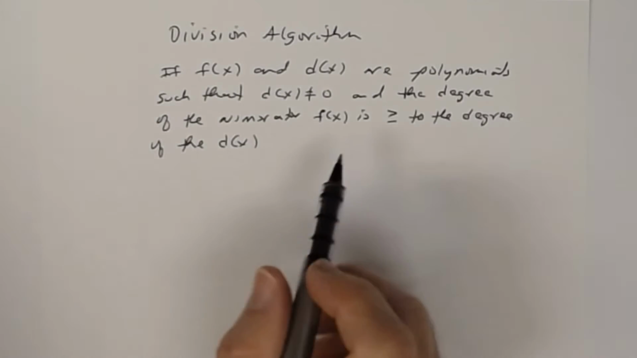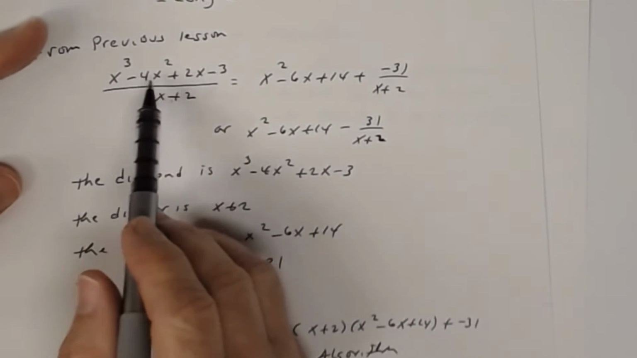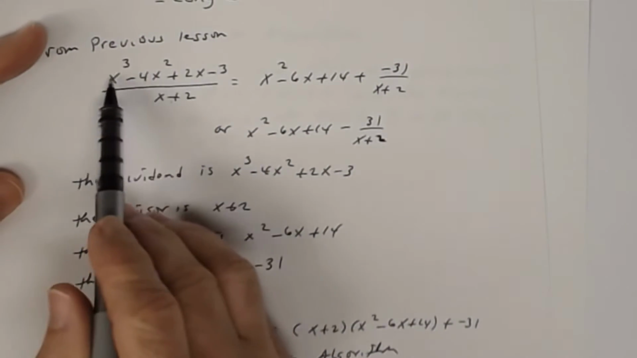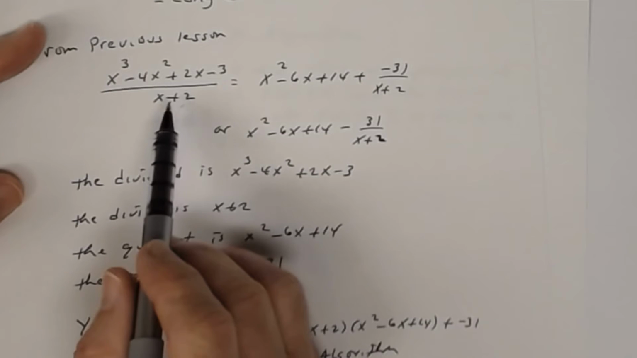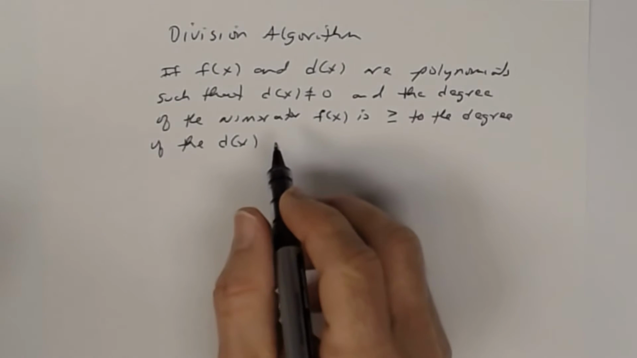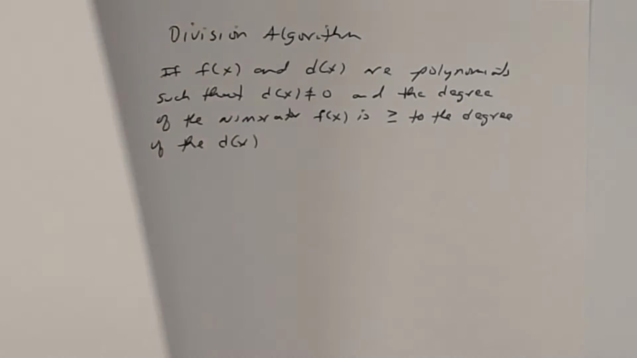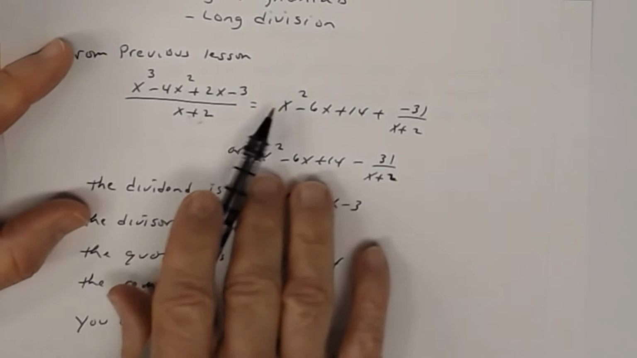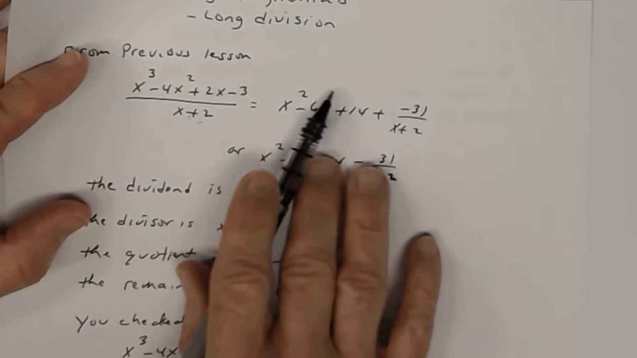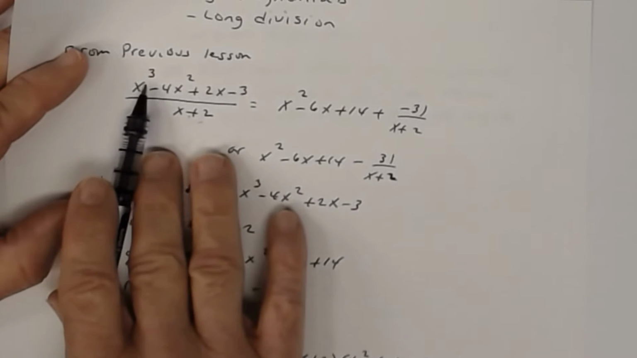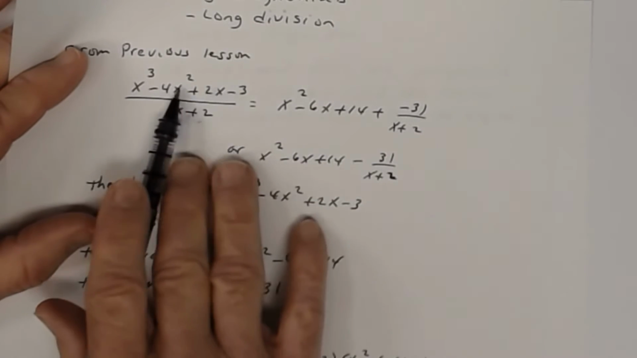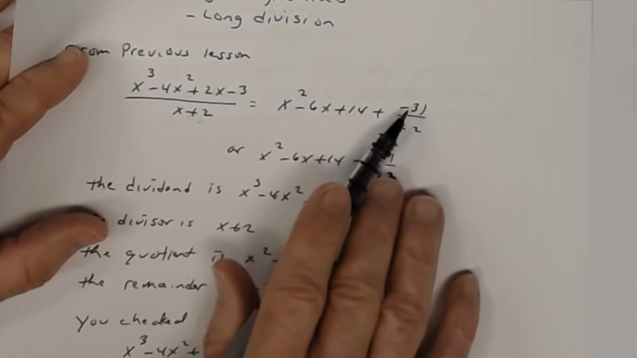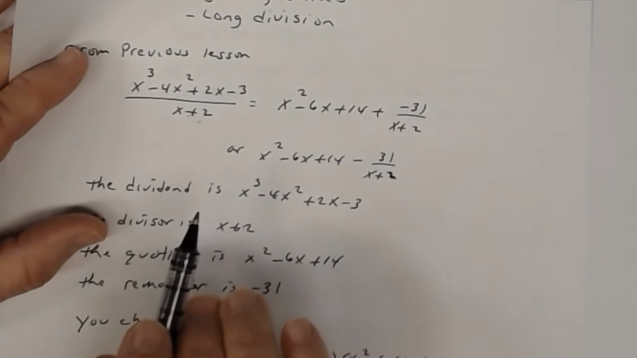Okay, so if you have two polynomials, and the degree of the polynomial that's in the numerator is greater than or equal to the degree of the polynomial that's in the denominator, then that means that when we do long division, we're going to have a quotient. So you'll be able to write this. Whenever the degree of the numerator is greater than or equal to the degree of the denominator, you can rewrite this right here as a quotient plus a remainder divided by the divisor.